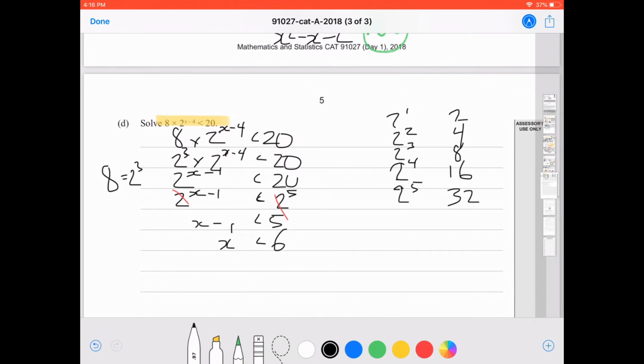You could have said, just to prove this idea of 2 to the power of 5, you could have said 20 was 2 to the power of 4. And in that case, we could have said x minus 1 was less than or equal to 4, meaning x is less than or equal to 5. That's also a valid way of doing it. So, excellence for this.